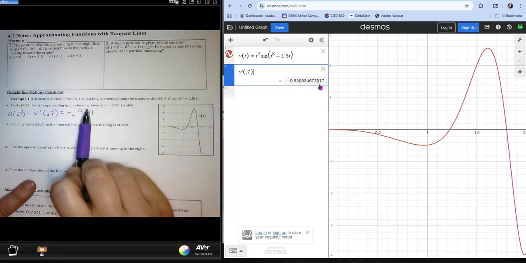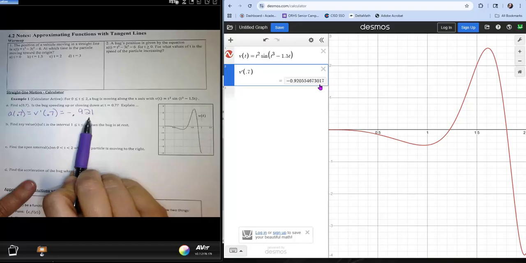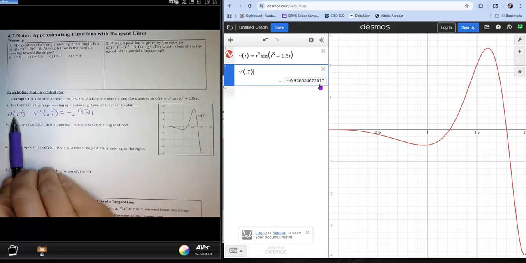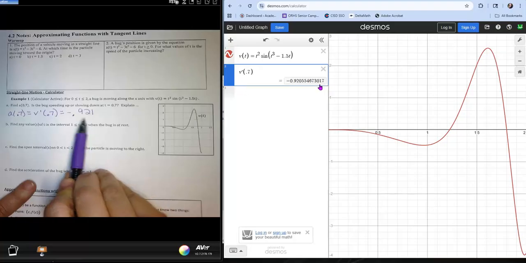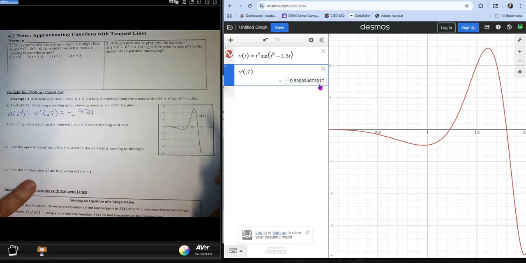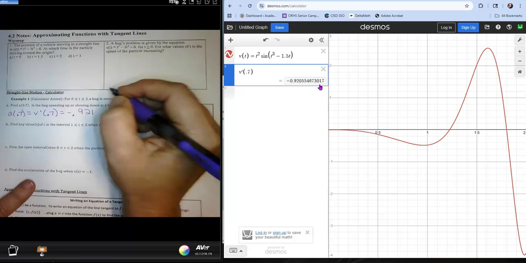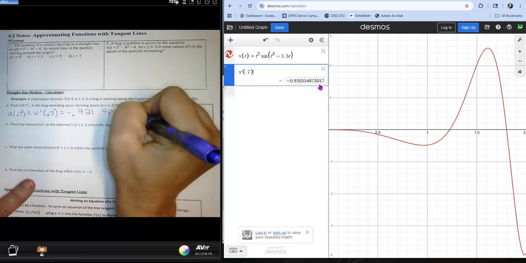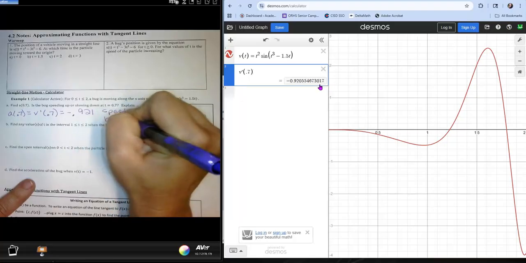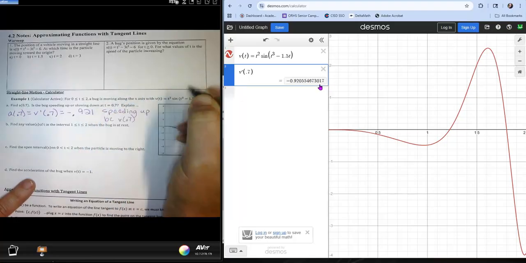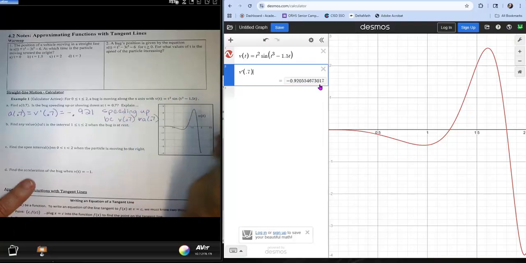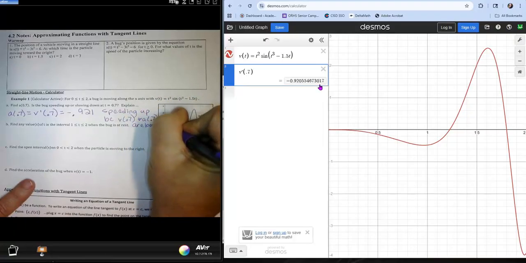Now, is the bug speeding up or slowing down? Well, I know acceleration is negative. I just need to see, is velocity negative? Looking at my graph at 0.7, I can see that my velocity is negative, and I can also see it has a negative slope. So for sure it is speeding up, because velocity and acceleration are both negative.